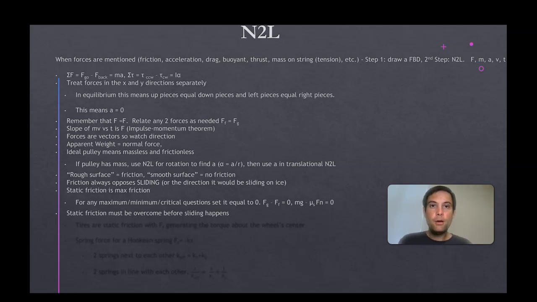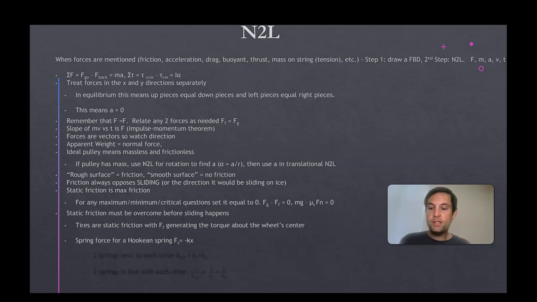Static friction must be overcome before sliding is going to happen. Tires need static friction, or spheres need static friction to generate the torque about the wheel's center. If there is only kinetic friction on a surface, then there's going to be sliding. There's not going to be rolling.